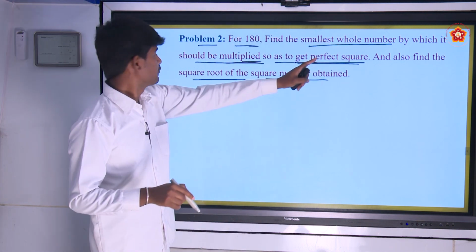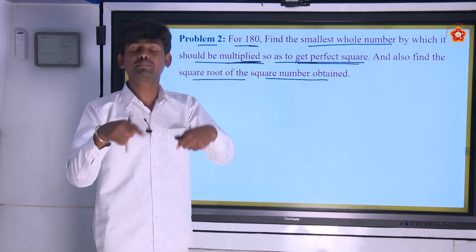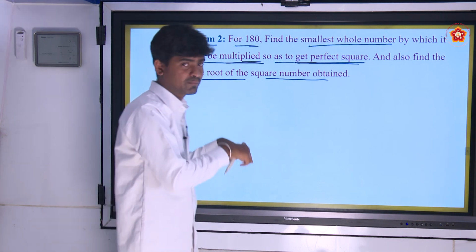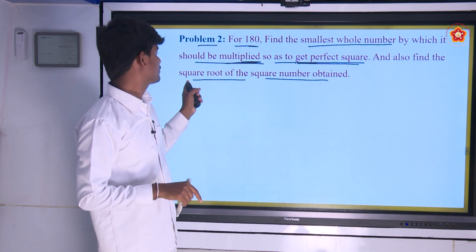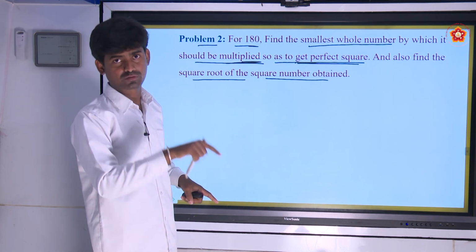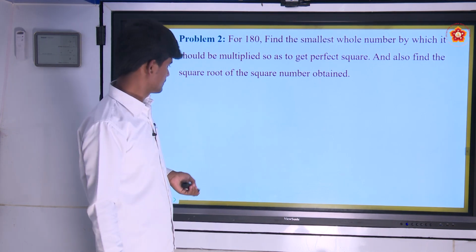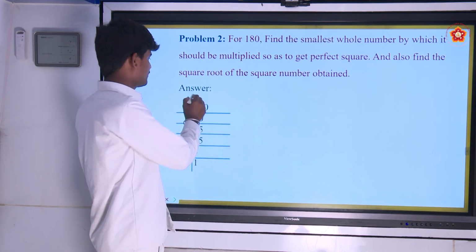What we have to do? After getting the perfect square, we have to find the square root of that square number obtained. For that, the same prime factorization method.